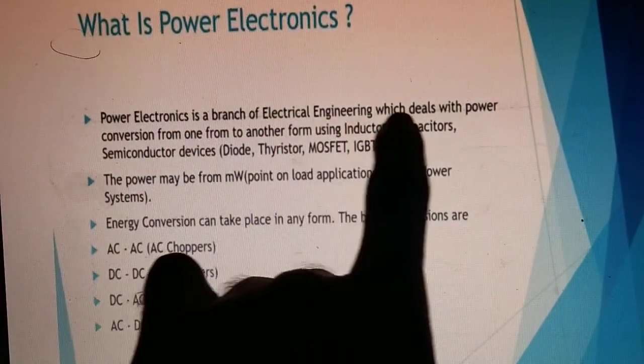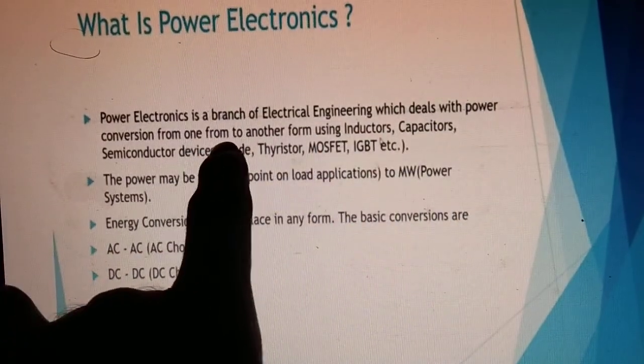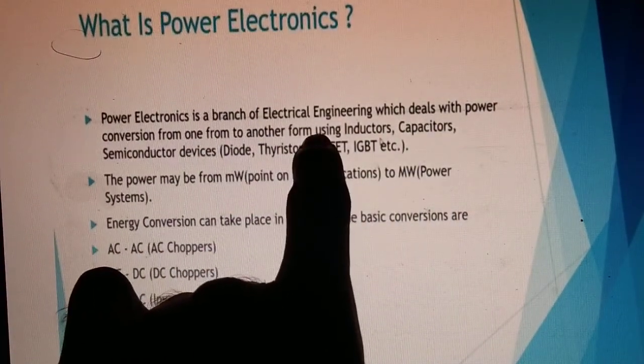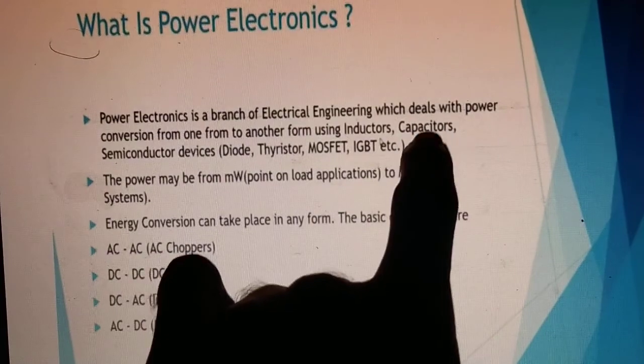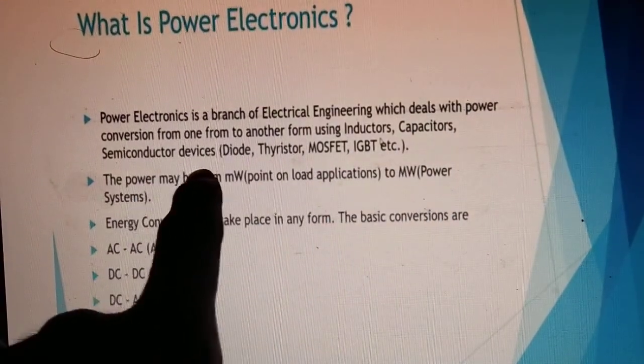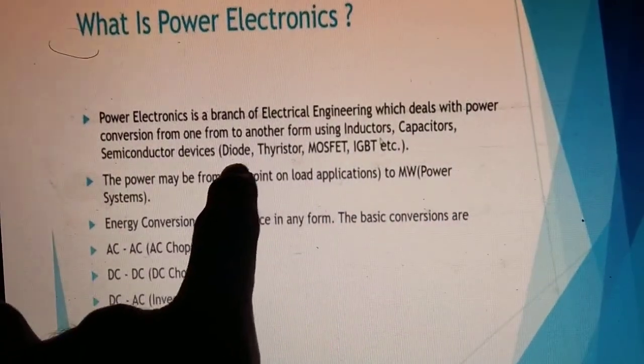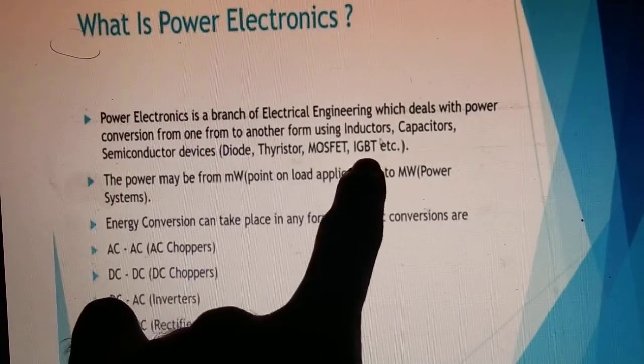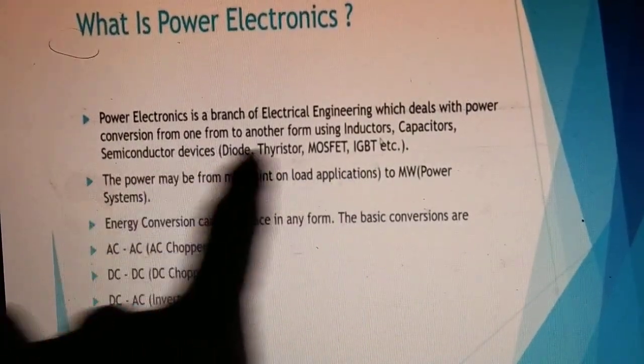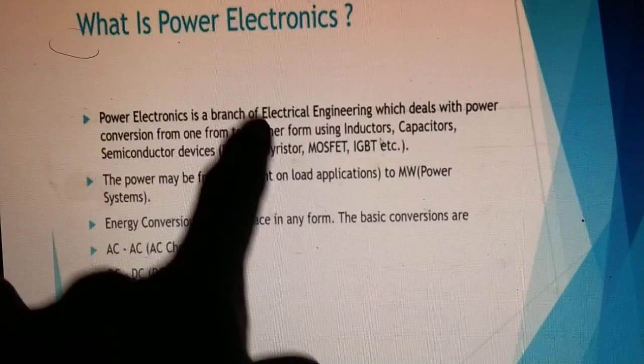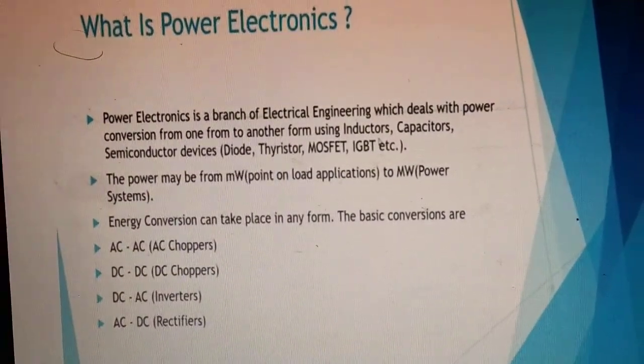So that is the main function of power electronics devices. Power electronics is a branch of electrical engineering which deals with power conversion from one form to another using inductors, capacitors, and semiconductor devices like diode, thyristor, MOSFET, IGBT and so on. This is the main definition of power electronics.